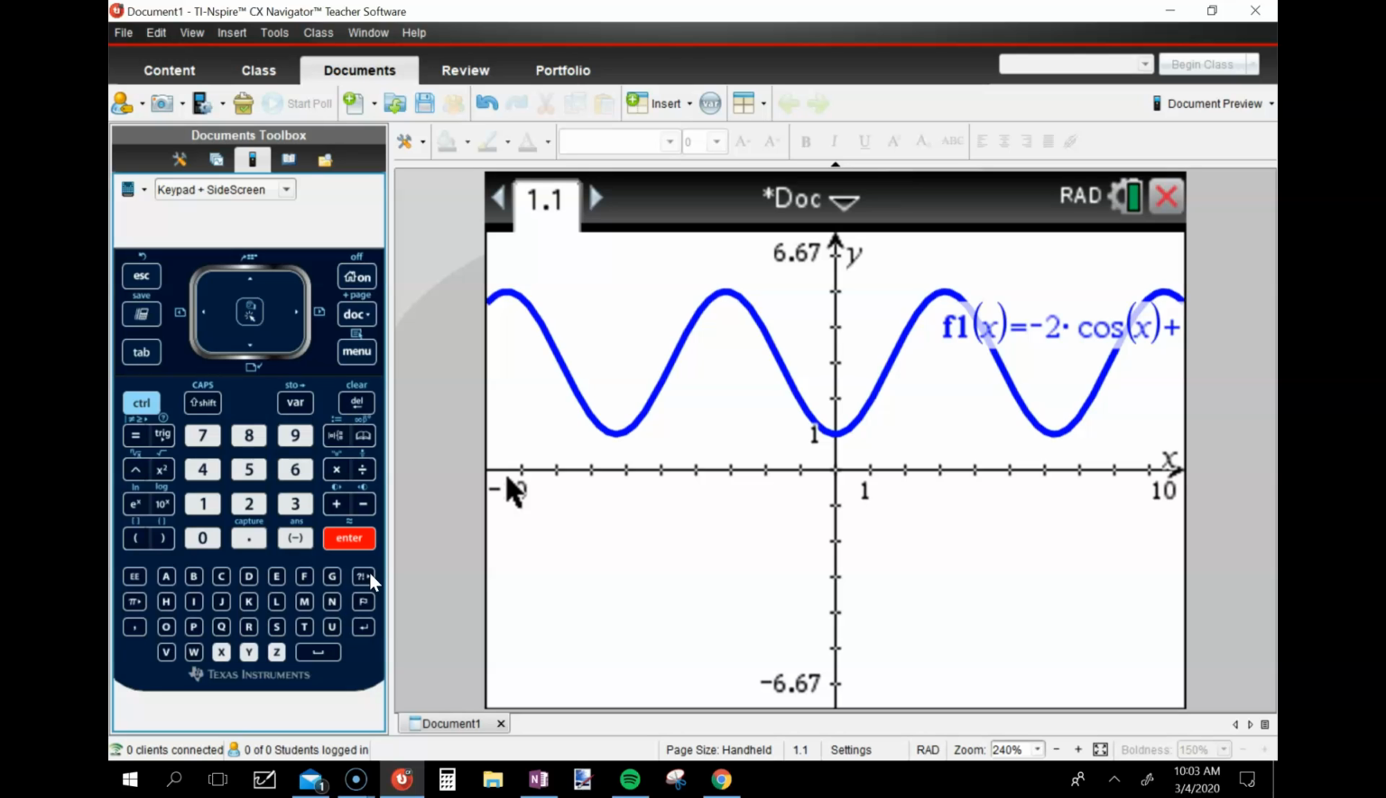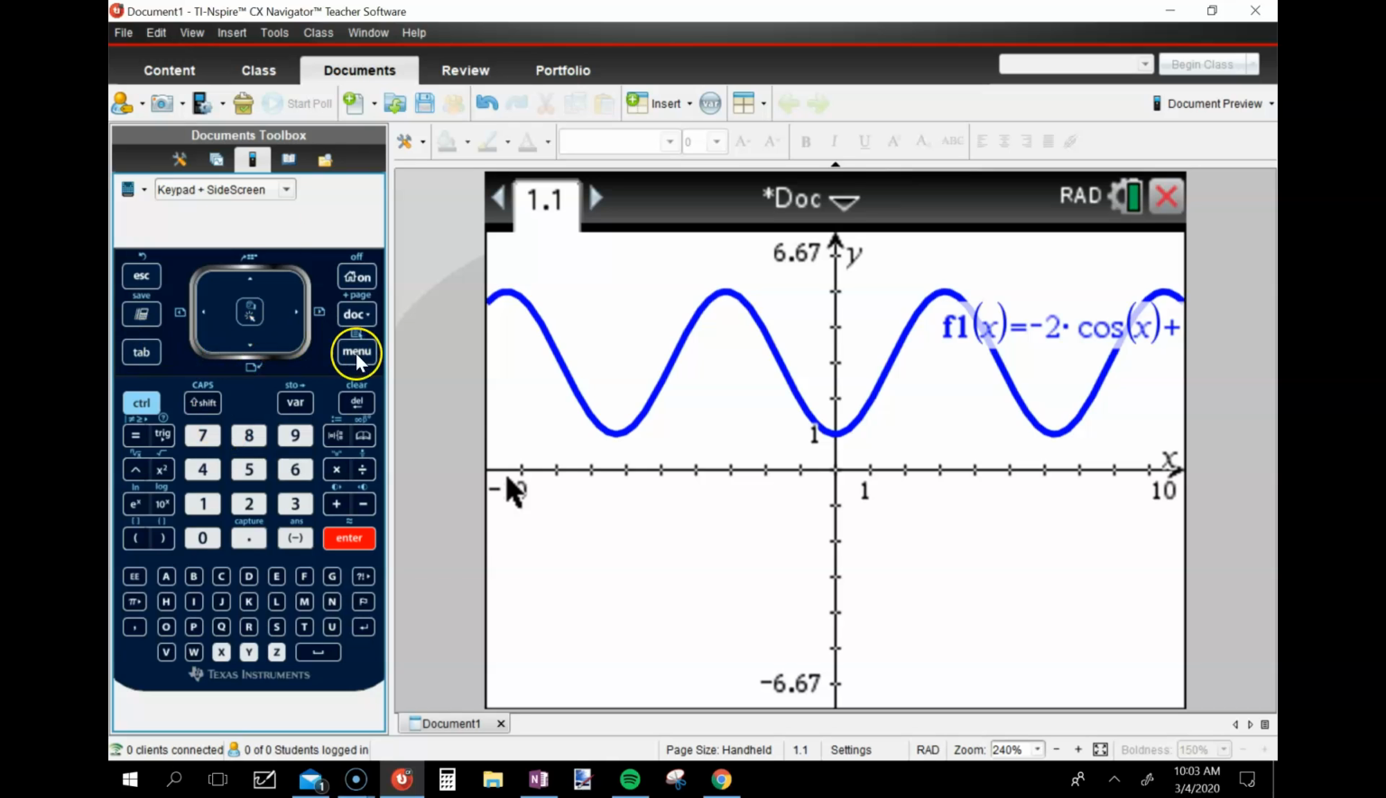But we know that there are some limitations. So we know we have to go to our window to make some adjustments. What kind of things do we want to do? Well, the first thing you got to do is decide what mode to be in. What mode do you want to be in, radian or degree? Your choice, not a wrong answer.